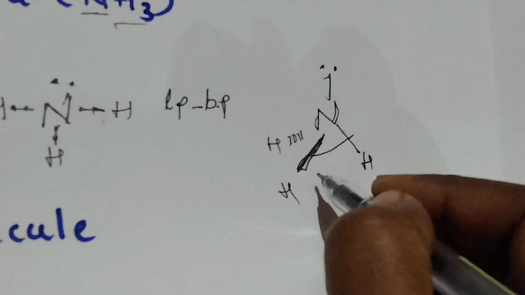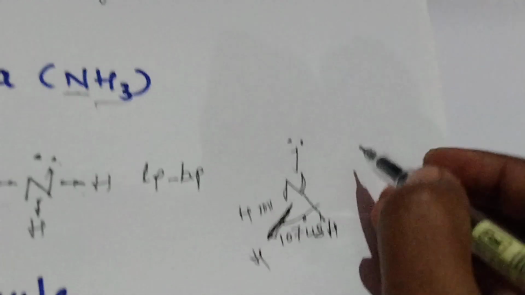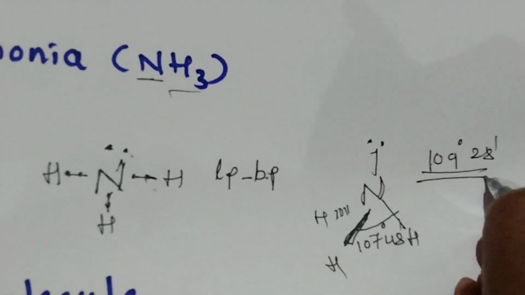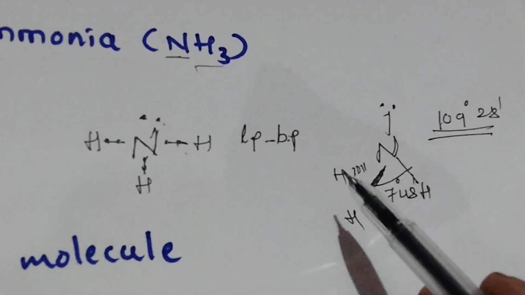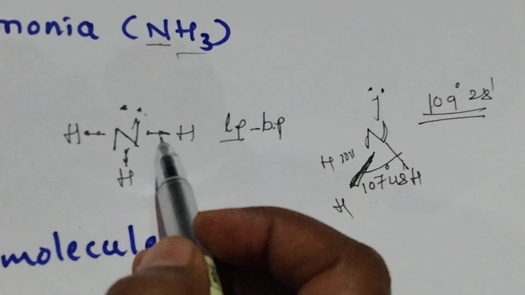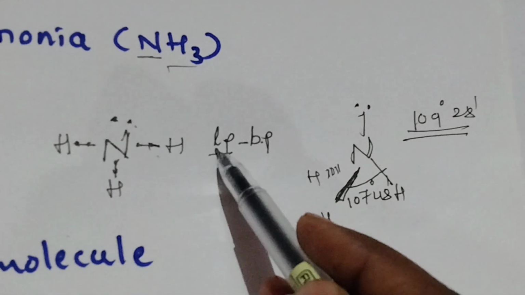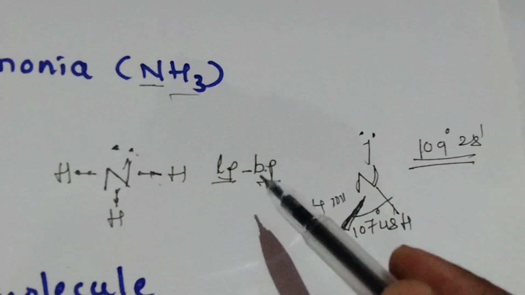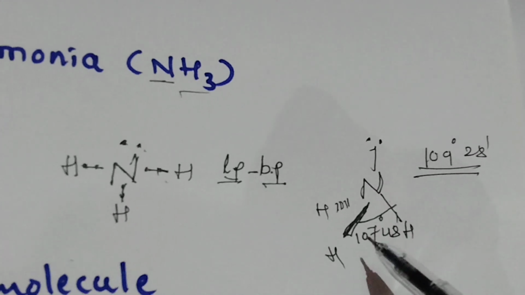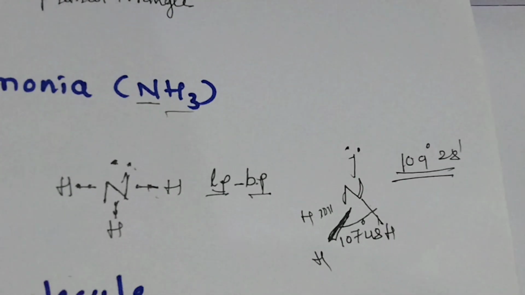So the bond angle is reduced to 107 degrees 48 minutes due to the presence of one lone pair, as we know that in a tetrahedron the bond angle is 109 degrees 28 minutes. Here the valency of the central atom nitrogen is 5, 3 electrons are involved in bonding, and 2 electrons remain as a lone pair. So this NH3 molecule has one lone pair and three bond pairs, which suffer repulsion, distort the shape of the molecule, and reduce the bond angle to 107 degrees 48 minutes.